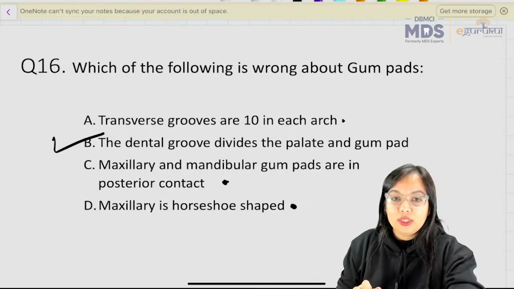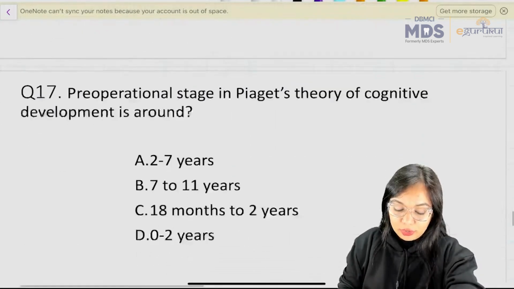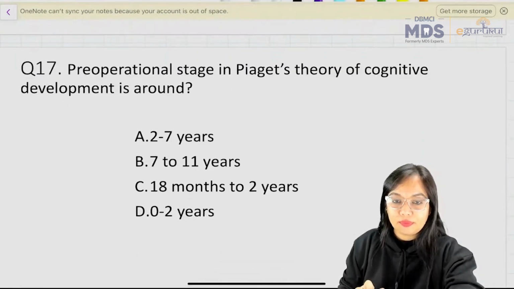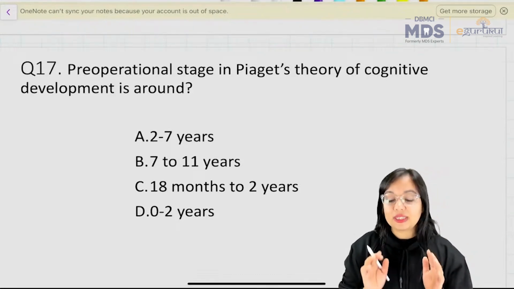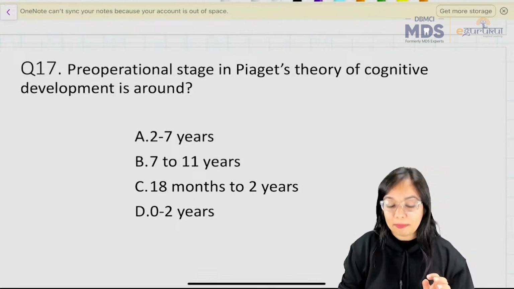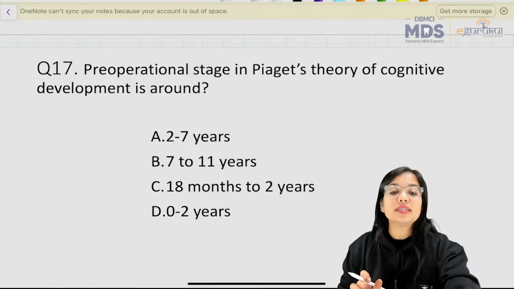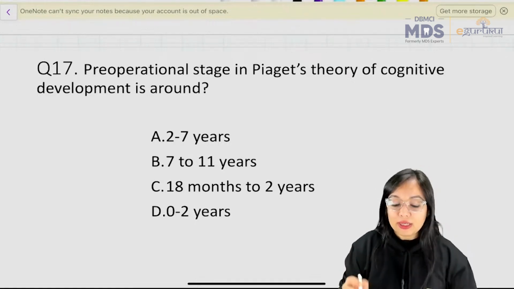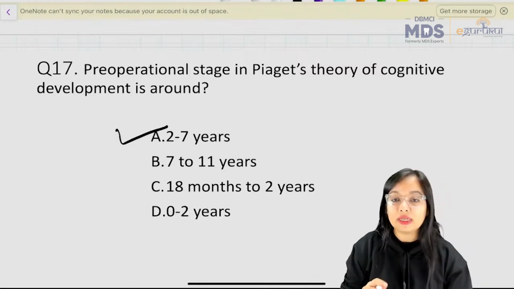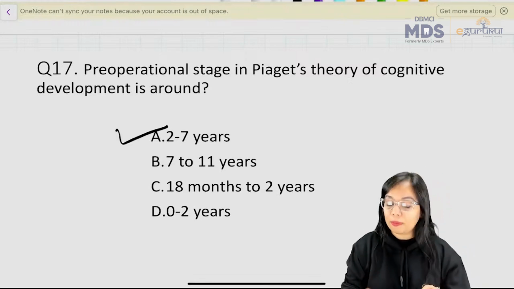All right. So the next question over here is, the pre-operational stage in Piaget's theory of cognitive development is around? So when does the pre-operational stage come in Piaget's theory? The answer here is 2 to 7 years. So that's called the pre-operational stage.